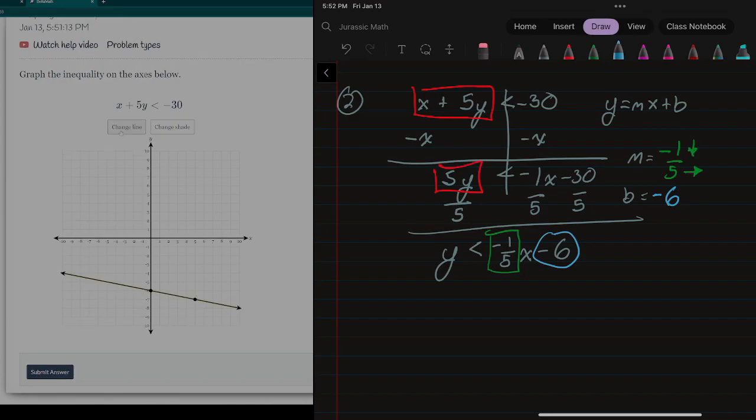Now you notice it says change line and change shade. So remember, these are going to be dotted lines, where if you have the equal to, it's going to be a solid line. So because this one is no equal to, it's going to be a dotted line like so. Now all we do is we pick a point that's not on this line. I always like to pick the easiest point in the universe, which is going to be 0, 0, because 0, 0 is not on this dotted line.